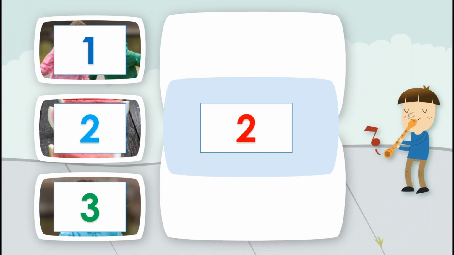Now, let's look for the same number as the one on the right. What number is this? Number 2. Let's look for the number 2 and draw a line going to the same number. Is it this one? No, that's number 1. Is it this one? Yes, that's 2. Or is it this one? No, it's 3. There you go. You got the correct answer.